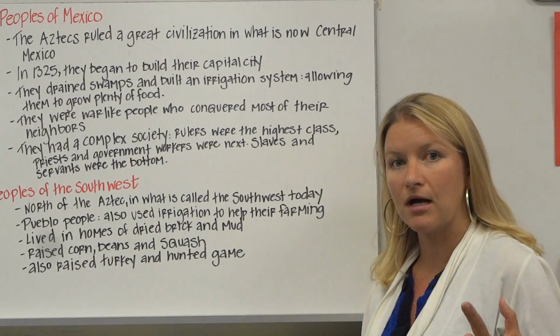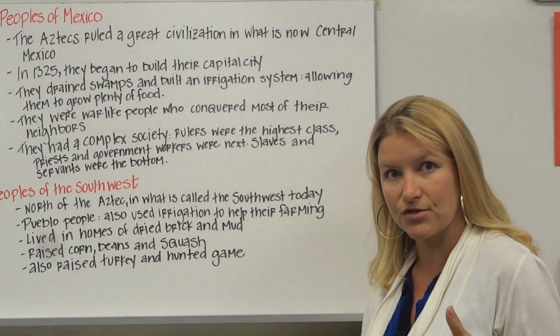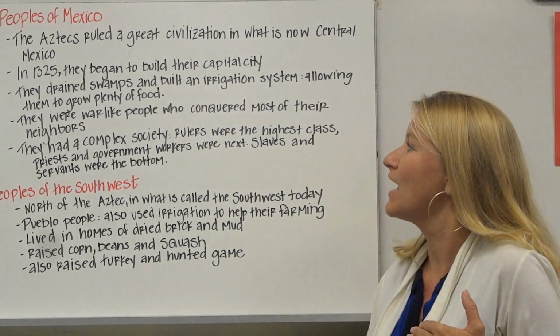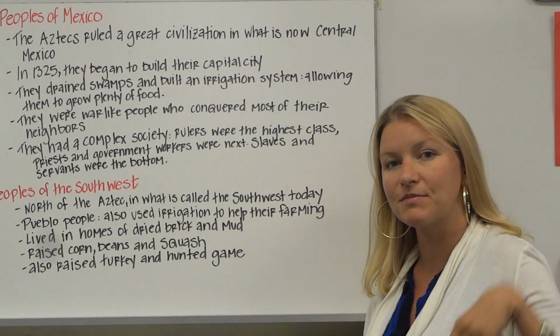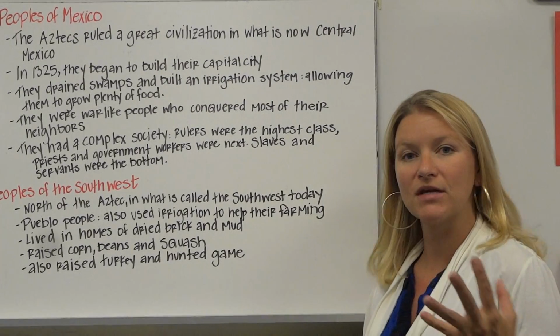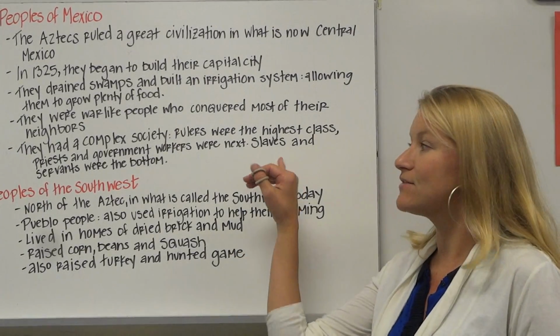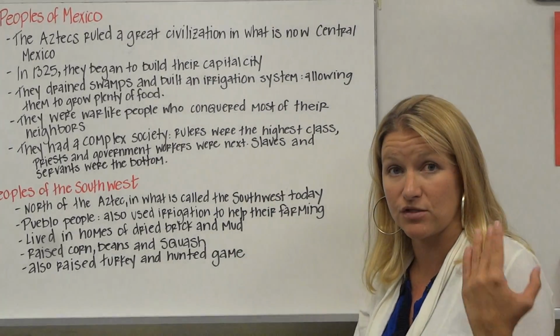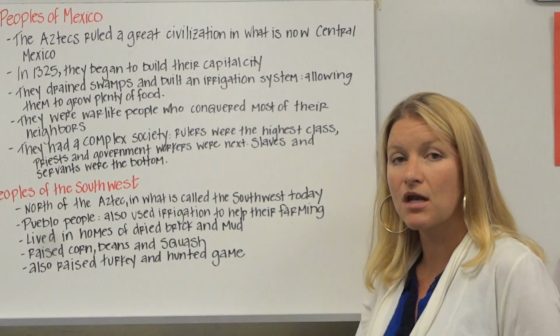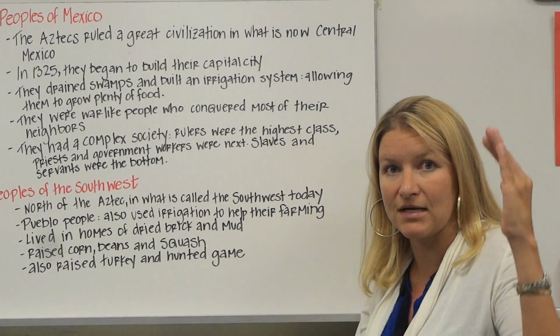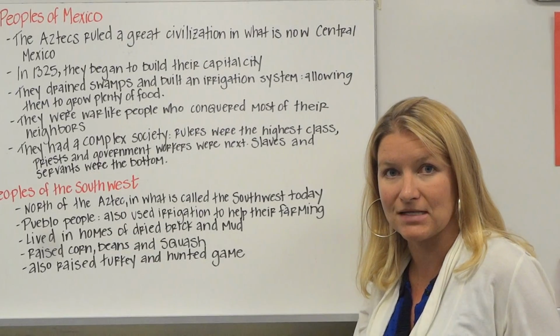And they had a very complex society, kind of similar to a society that you might talk about today, where the rulers were considered to be the highest class. Priests and government workers were kind of the middle class, and then those slaves that I was just talking about and other servants were at the bottom class. So it's going to be one of the few Native American societies that we actually see that class system going on.